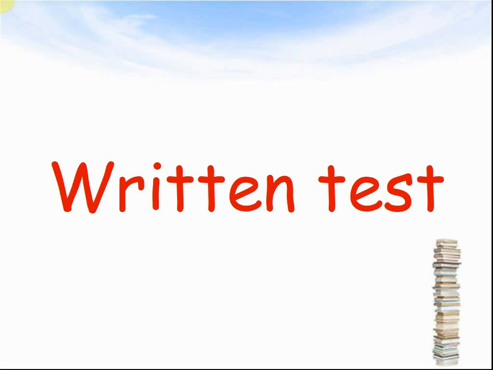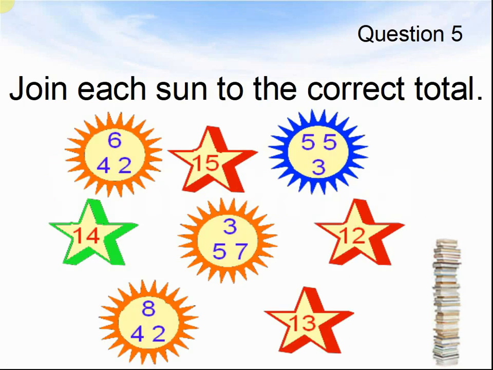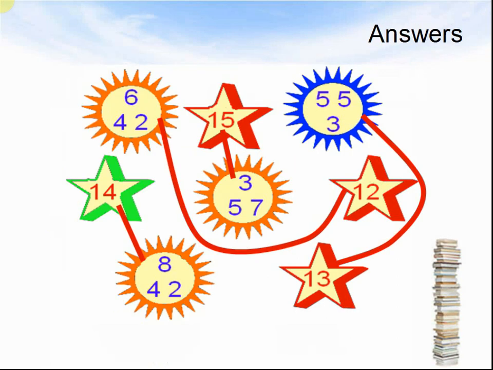Here's the written test. Question 5. Join each sum to the correct total. So you have to add 6 plus 4 plus 2 and see what it makes, and join it up to the right total. Are you ready? Pause the video until you are ready to see the answer. Here comes the answer. The answer is this.